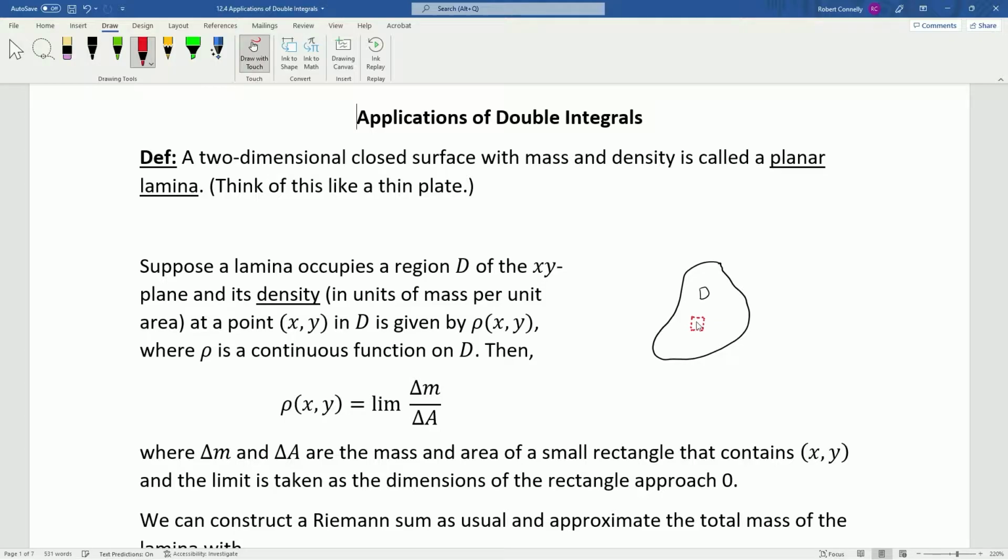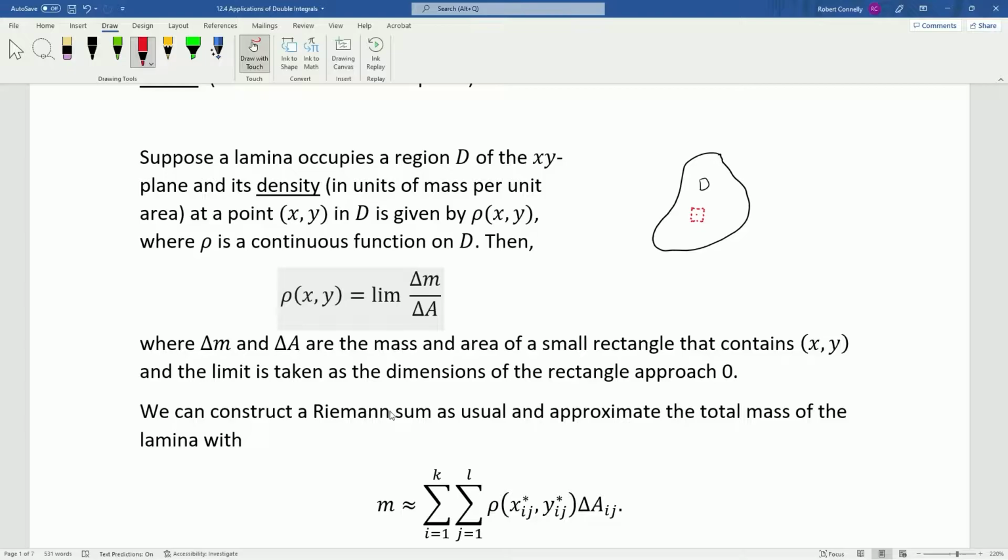But if you have a rectangle around your point, and you ask what the mass of this is divided by its area, and then you take smaller and smaller rectangles, you're going to get the density. Each one of those gives you an approximation of the density at the point, and as you take that limit, you're going to get the exact density at that point.